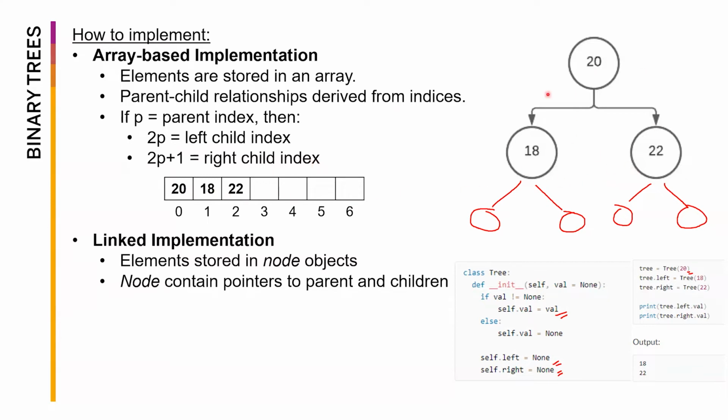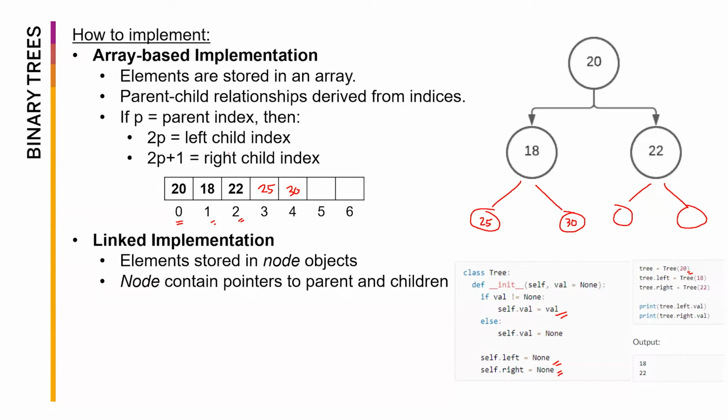So if we want to implement this tree, 20 will be placed at index 0 since that's our first entry. We fill in the left child first, which is 18, so it goes to index 1. Then the right child, which is 22. If we want to add more on the 18, let's say we want to add 25 and 30, we simply have to add it at the end of the array. So this will be 25, this will be 30, and this property follows.